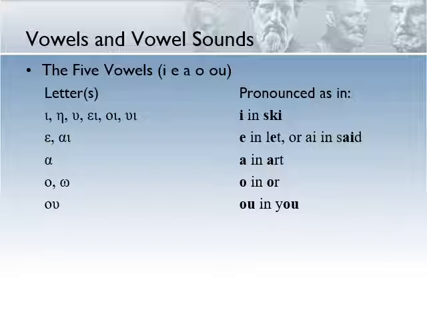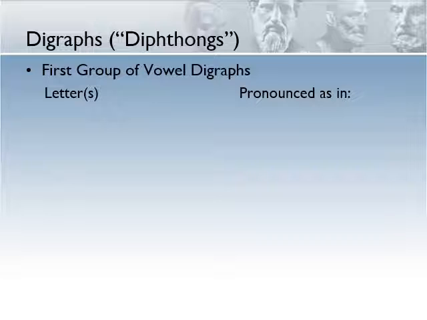Now, in addition to these 5 vowel sounds, we need to think about certain combinations of vowels. We've been talking about some of these combinations, but when two vowels come together to pronounce a single sound, it's called a digraph. Di meaning two and graph meaning written. So two written letters producing a single sound is called a digraph. And there are certain types of digraphs found in Greek. We're going to look at three different groupings of digraphs.